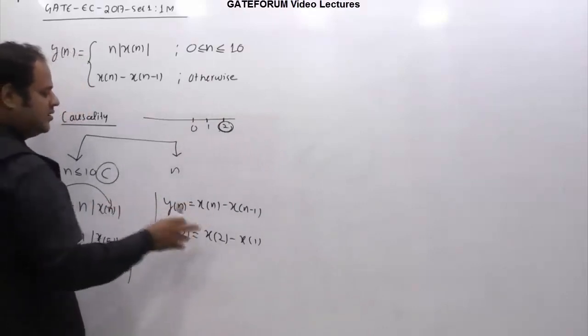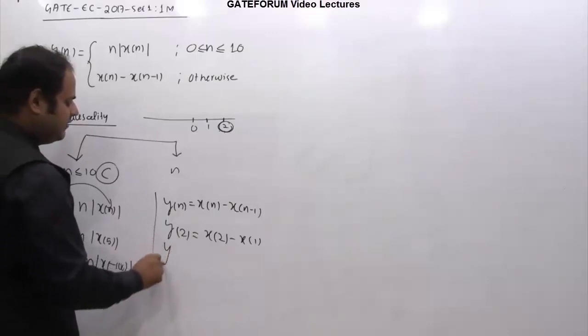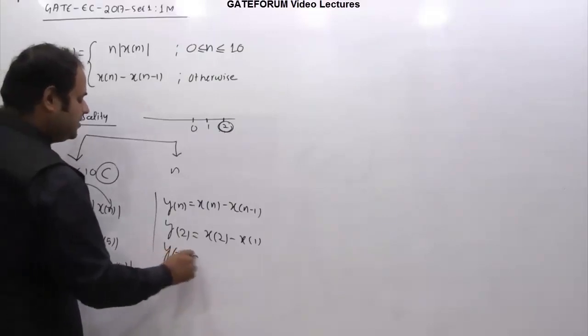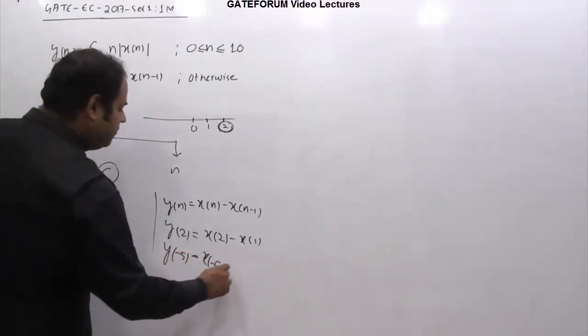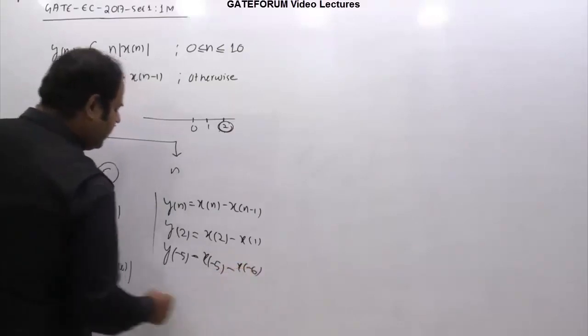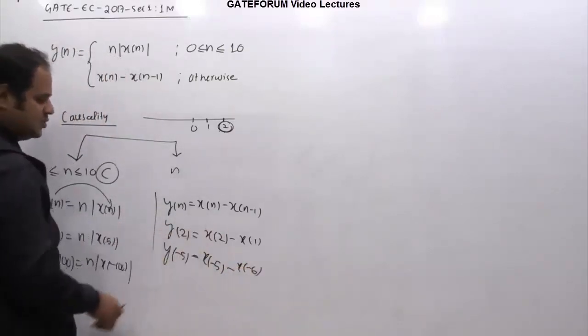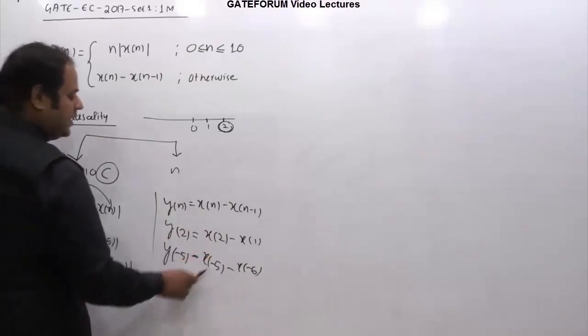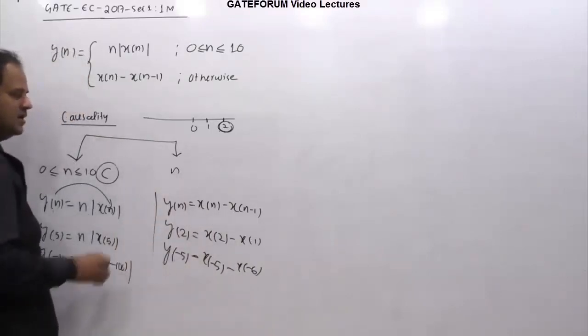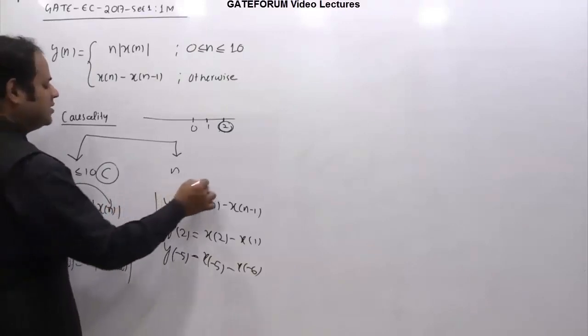So there is again no future dependency. If you take some negative value of n, say -5, then y of -5 is x of -5 minus x of -6. So to find the output at -5, you need the input at -5 and -6. With respect to -5, -5 is present and -6 is past. So in this range of n also, this is causal.